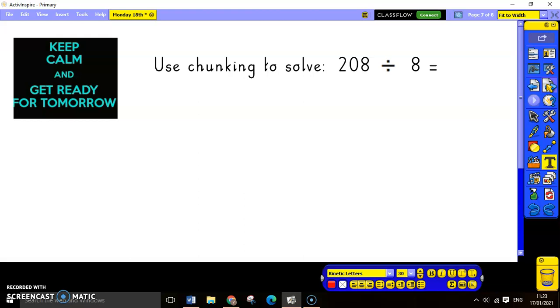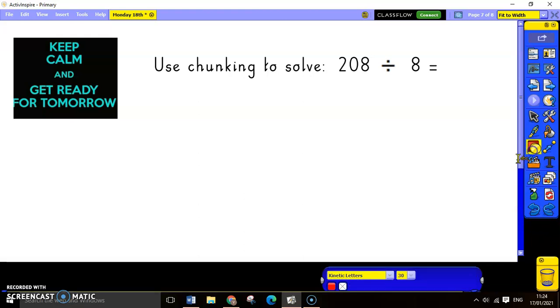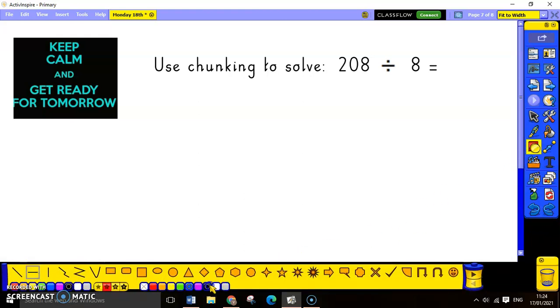And then just finally today, I want you to get ready for tomorrow, because tomorrow we're going to be using our chunking method again, but we're going to be working with 3-digit numbers. And I know some of you had a little go at that last week when you had to choose your challenge. But tomorrow we're going to be doing some chunking with 3-digit numbers. So you can just have a go and get yourself started today. Have a little practice, refresh your memory if you've forgotten how chunking works. I will see you tomorrow for our 3-digit lesson. And I'll show you how to do one on a whiteboard.